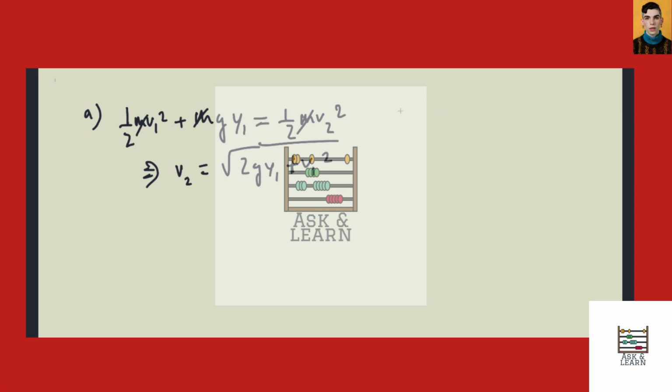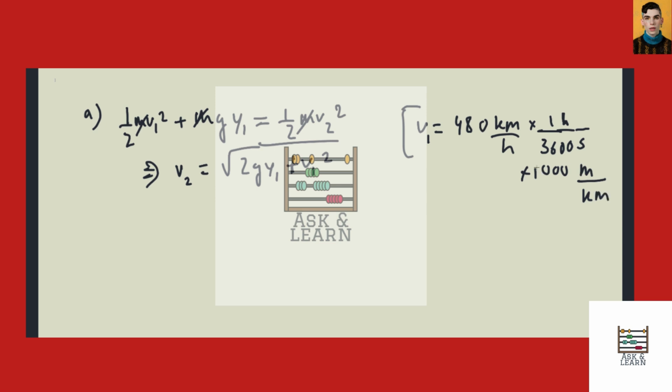Now v1 is in a very unfortunate form. It's in kilometers per hour, so 480 kilometers per hour. You multiply that by 1/3600, since 1 hour is 3600 seconds, to get kilometers per second, and you multiply by 1,000 to get meters per kilometer to get meters per second. Okay, and so this comes out to be in meters per second 133.33.